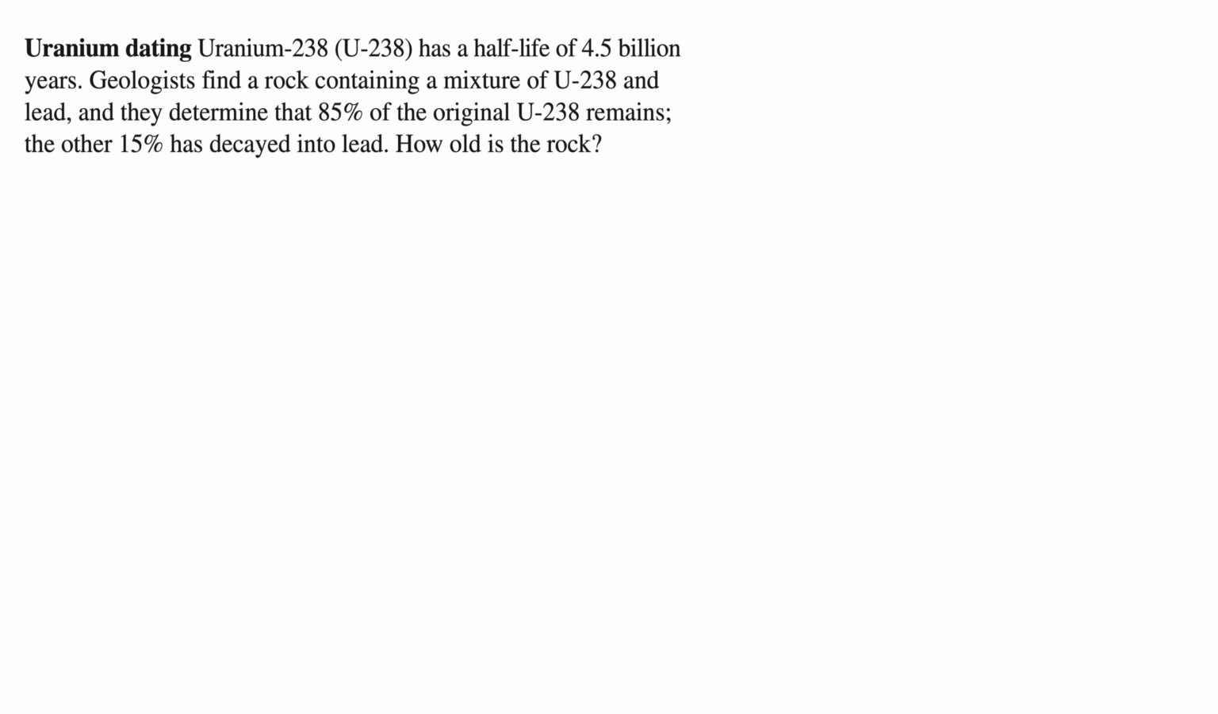Okay, uranium dating. Uranium-238, also known as U-238, has a half-life of 4.5 billion years. Geologists find a rock containing a mixture of U-238 and lead, and they determine that 85% of the original U-238 remains. The other 15% has decayed into lead. How old is the rock?